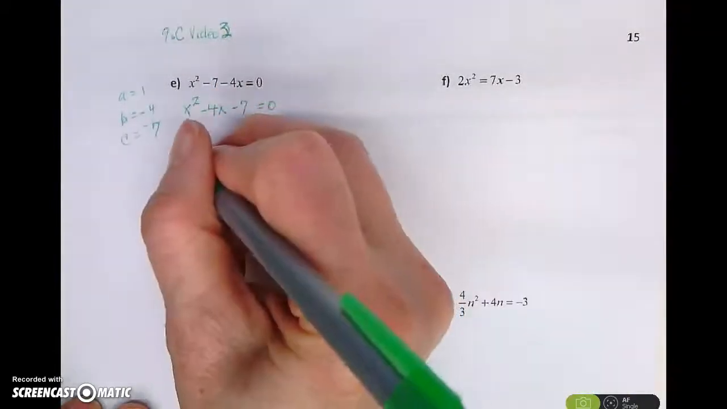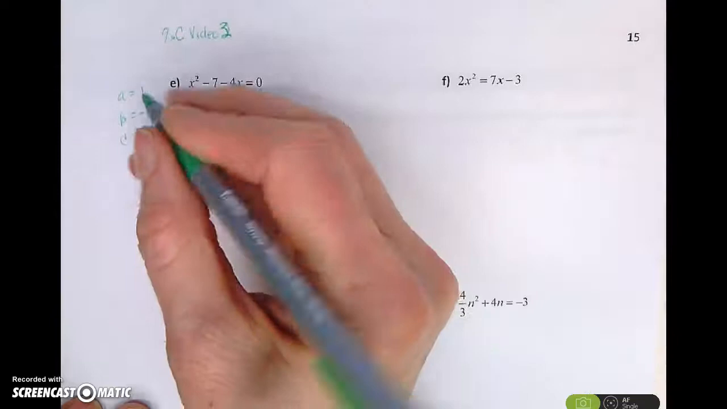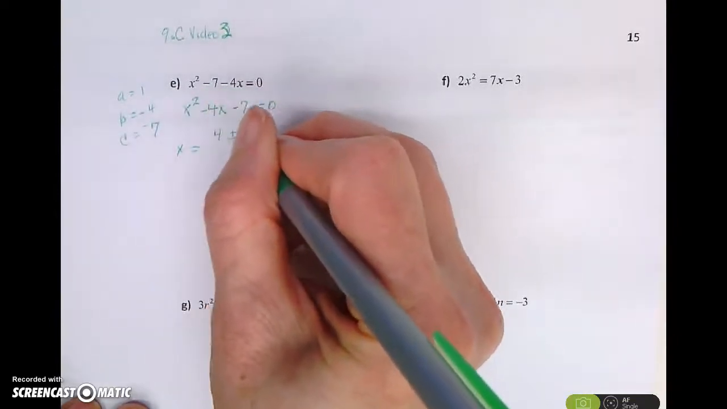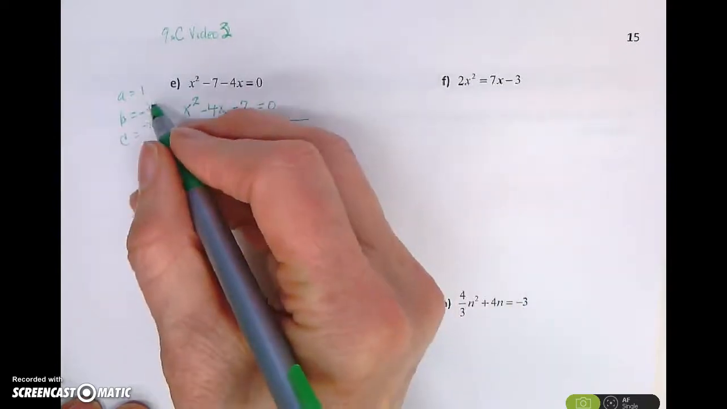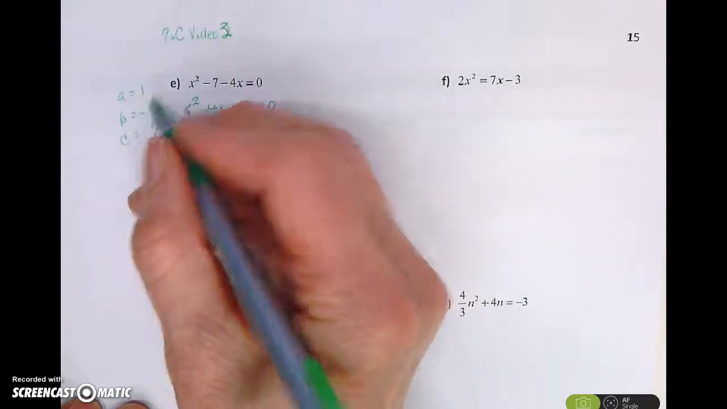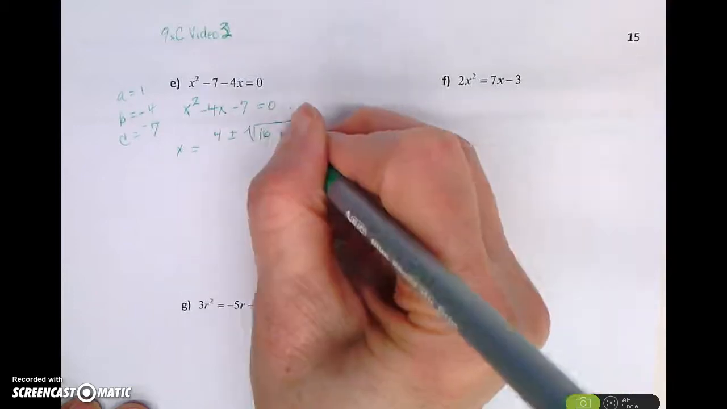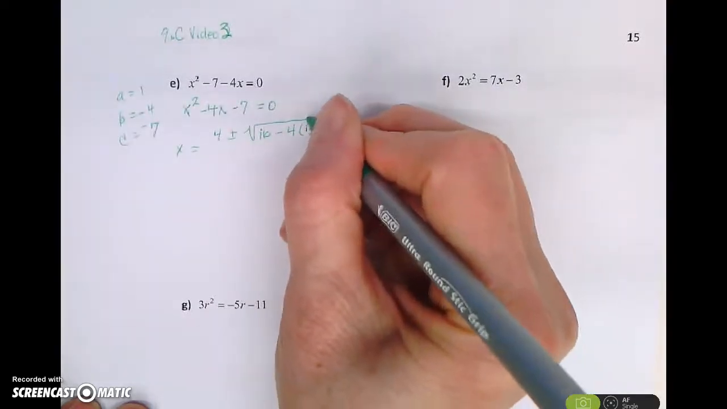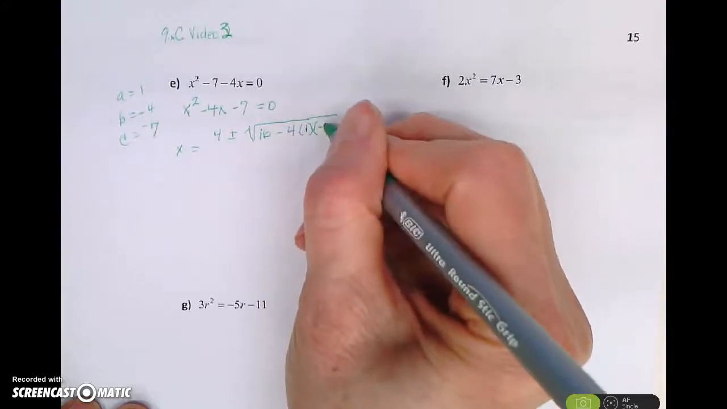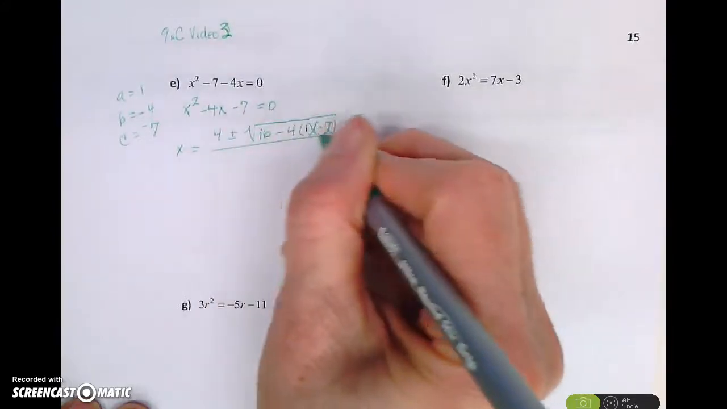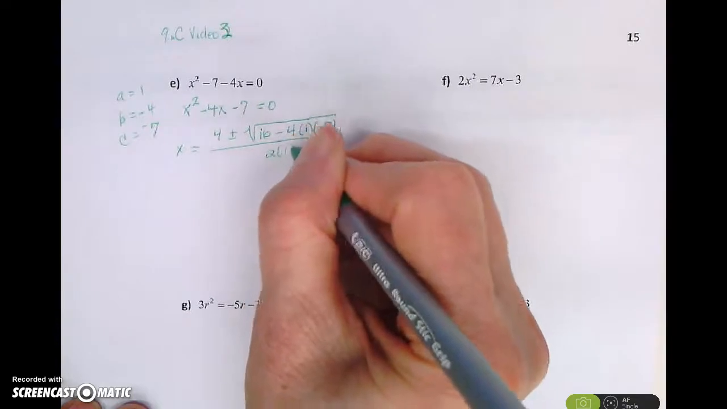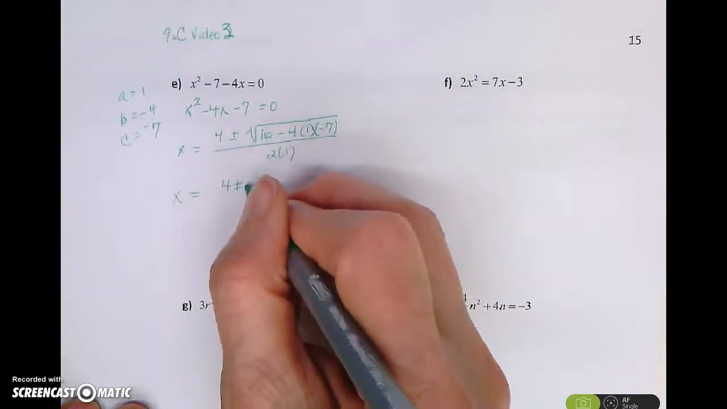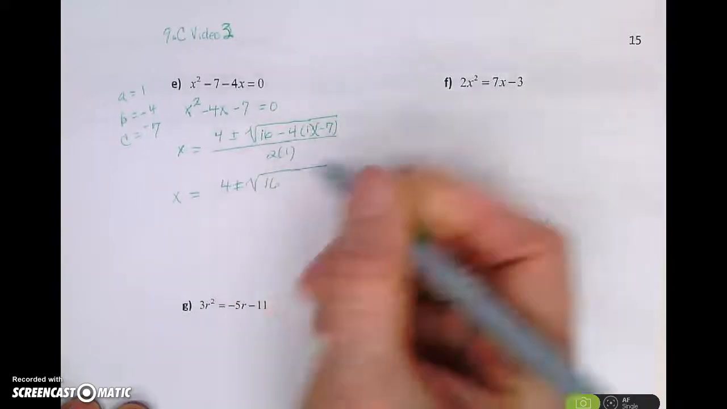So when we use our quadratic formula, x is equal to the opposite of b, so it's going to be a positive 4, plus or minus the square root of b squared, so negative 4 times negative 4 is positive 16, minus 4 times a, which is 1, times c, which is negative 7, all over 2 times 1. So x is equal to 4, plus or minus the square root of 16.